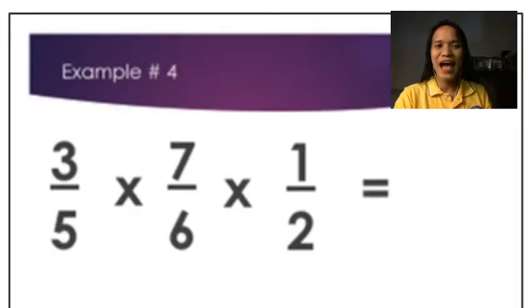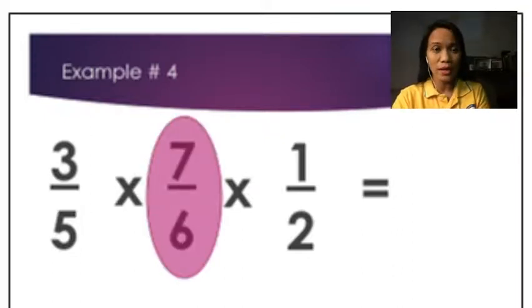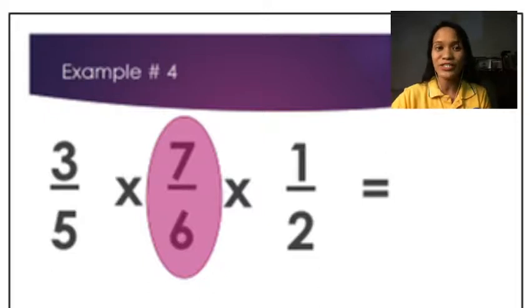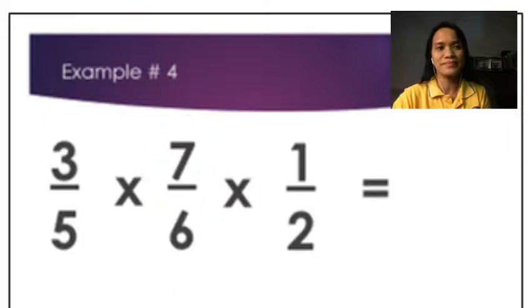Alright, let's have one last example. 3/5 times 7/6 and 1/2. Oops, what's this we have here? We have three fractions multiplied together. And the middle one looks like an improper fraction. Do you remember improper fractions? Improper fractions are fractions whose numerator or top number is larger than its denominator or bottom number.